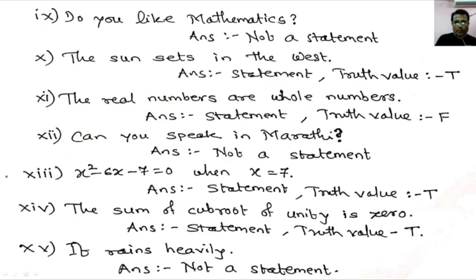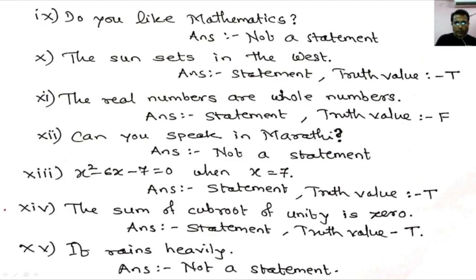Next question is x square minus 6x minus 7 equal to 0 when x is equal to 7. Now if you substitute x equal to 7, 7 square is 49, then minus 6 into 7, that is 42, and minus 7: 49 minus 49 is equal to 0. So that indicates that this equation is satisfied for x equal to 7. Therefore, it is a true sentence. That's why it is a logical statement.